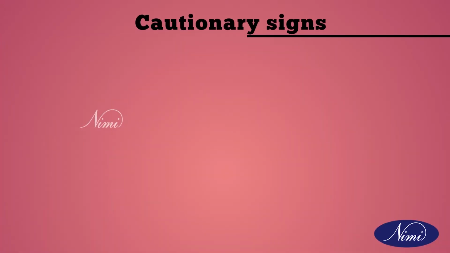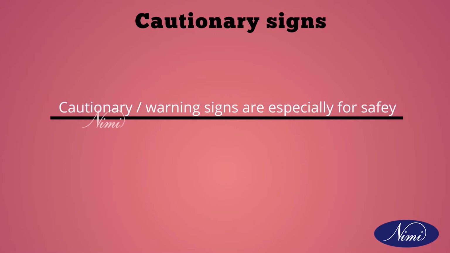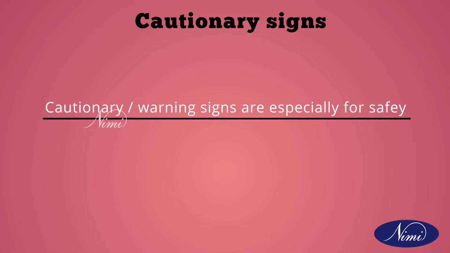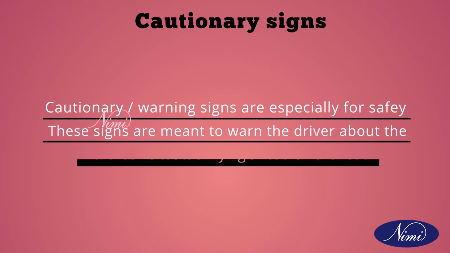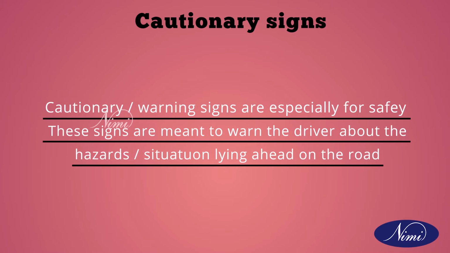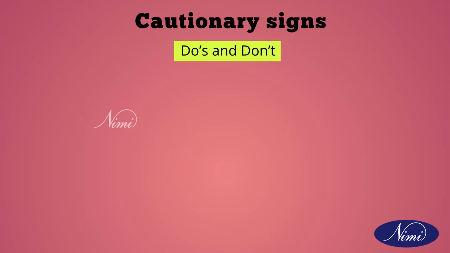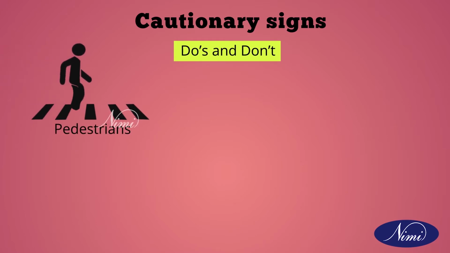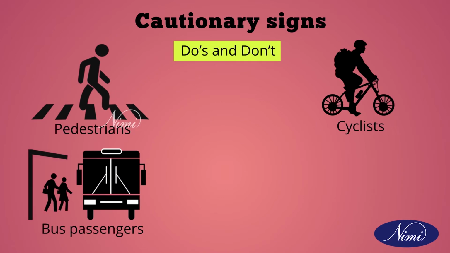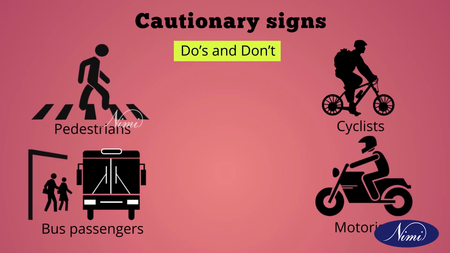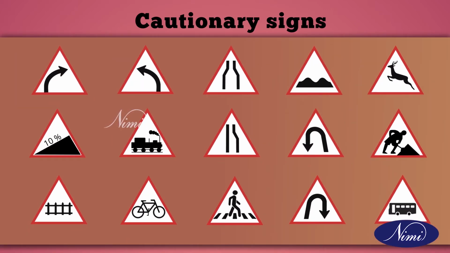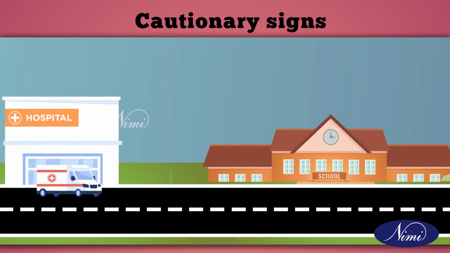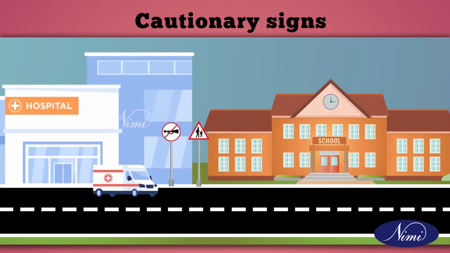Next one is cautionary signs. Cautionary or warning signs are especially for safety. These signs are meant to warn the driver about the hazards or situations lying ahead on the road. It says what are the do's and don'ts for pedestrians, cyclists, bus passengers and motorists. Cautionary signs are triangle in shape with red borders. Examples of cautionary signboards are no horn boards near the hospital and school zone areas.